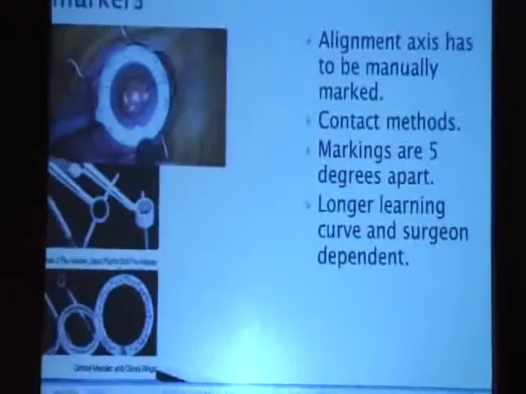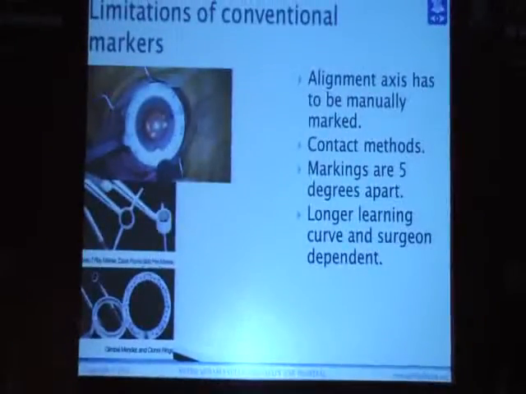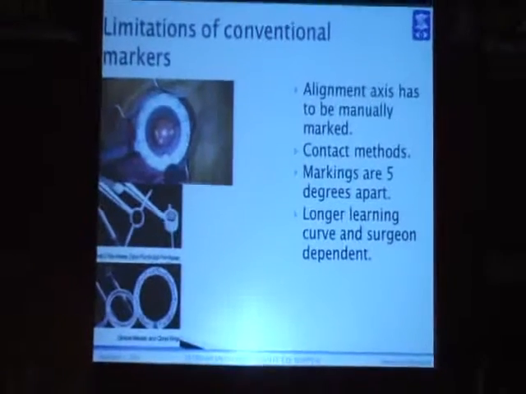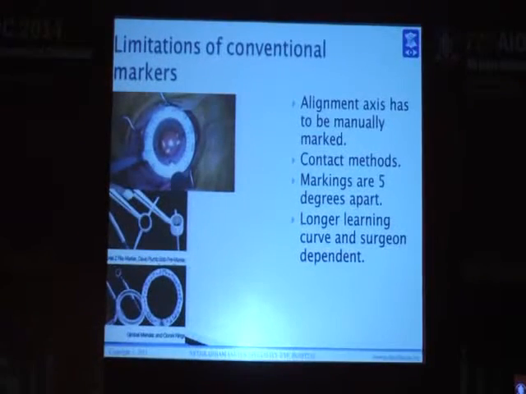Some of the limitations of the conventional markers are that the alignment axis has to be manually marked. Most of them are contact methods. The markings are placed 5 degrees apart, making them less accurate. They have a longer learning curve and they are more surgeon dependent.